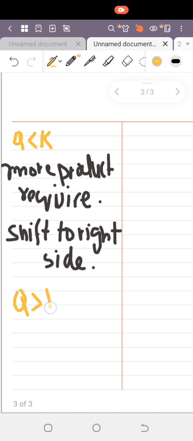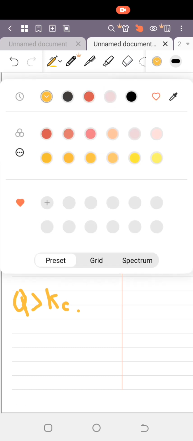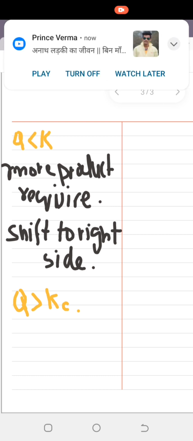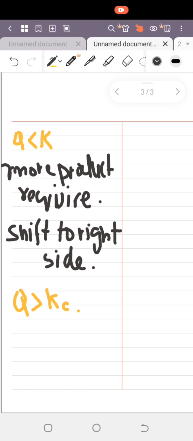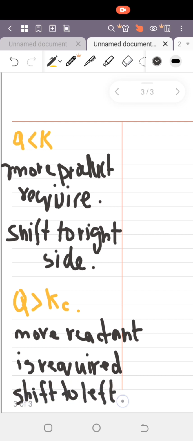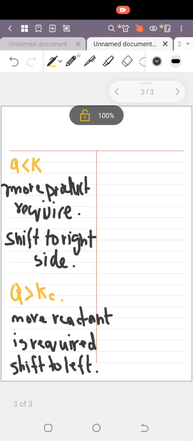Now let's talk about another possibility, which is Q greater than Kc. In this condition, more reactant is required so that equilibrium can be achieved. In this condition, the system will shift to the right to achieve the equilibrium. Shift to the left, sorry, not right. Shift to the left.